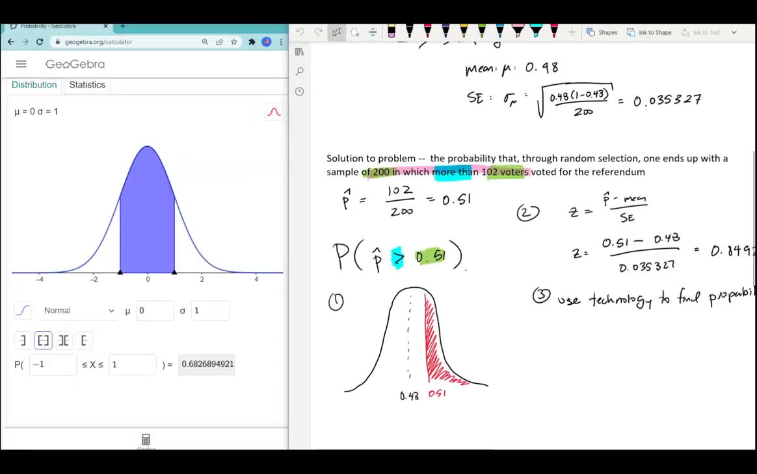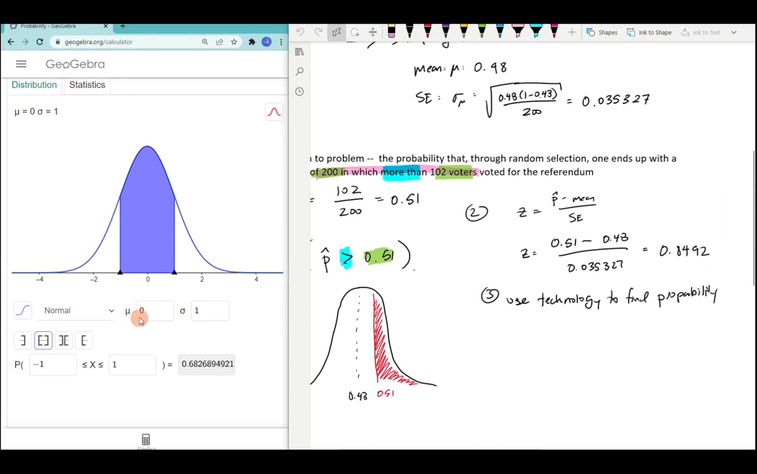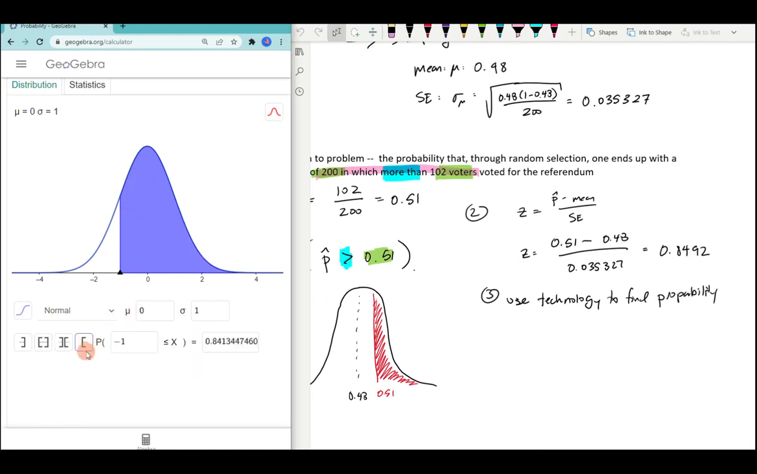Once I've got that, my last step is to use technology to find the probability. I'm going to pull up my GeoGebra calculator and make sure that I am on the normal distribution, and I'm looking at the standard normal distribution because I'm dealing with z-scores. That means I want to make sure that my mean is 0 and my standard deviation is 1. I'm interested in the greater than situation, so I'm going to select greater than. Then I'm going to highlight the box surrounded by the p because I am entering in my z-score, and I will type in 0.8492. All right, there we go. The answer on the other side is my probability.